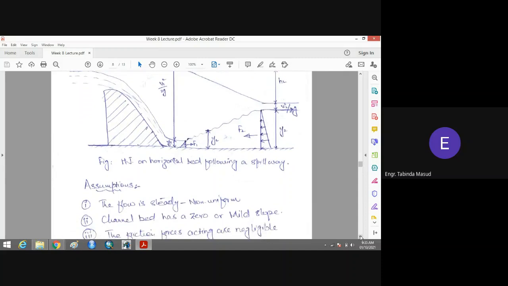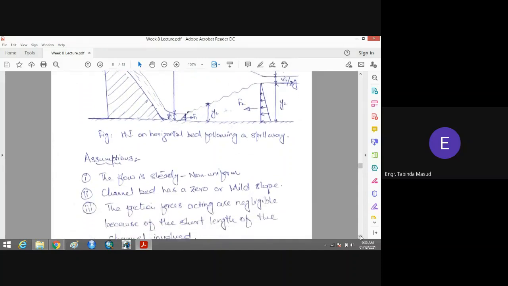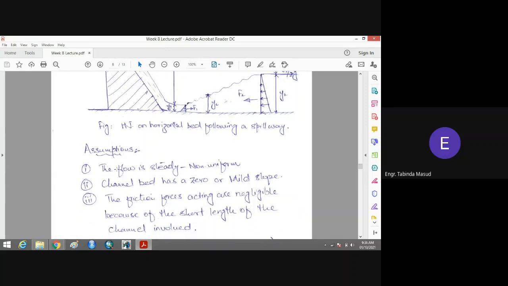To derive the mathematical expression, first of all, we have to make some assumptions. Number one, the flow is steady, non-uniform. Number two, the channel bed has zero or mild slope. Therefore, we will not consider the effect of gravity. We are going to ignore the gravity effect for this derivation. And number three, the friction forces acting are negligible because of the short length of the channel involved.